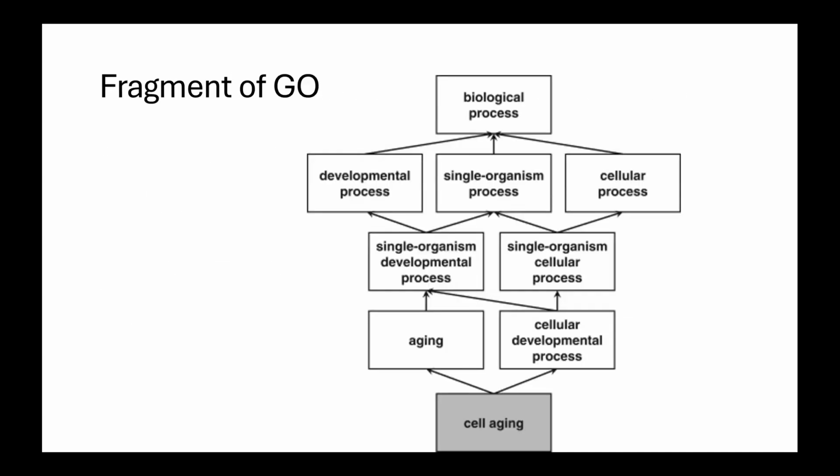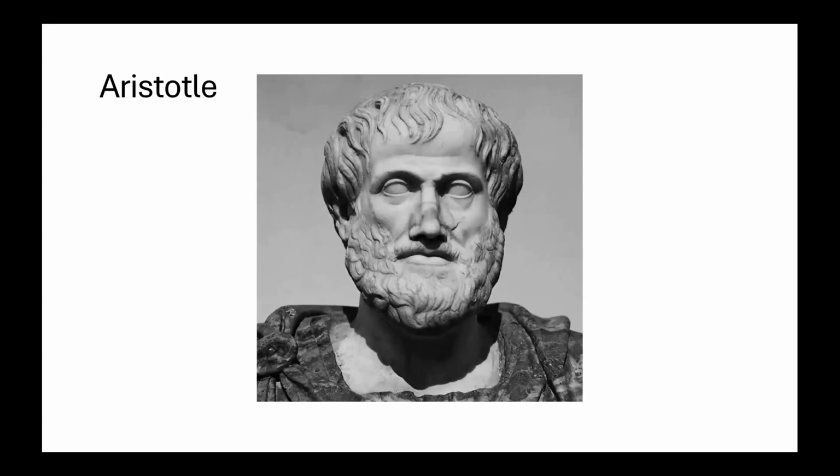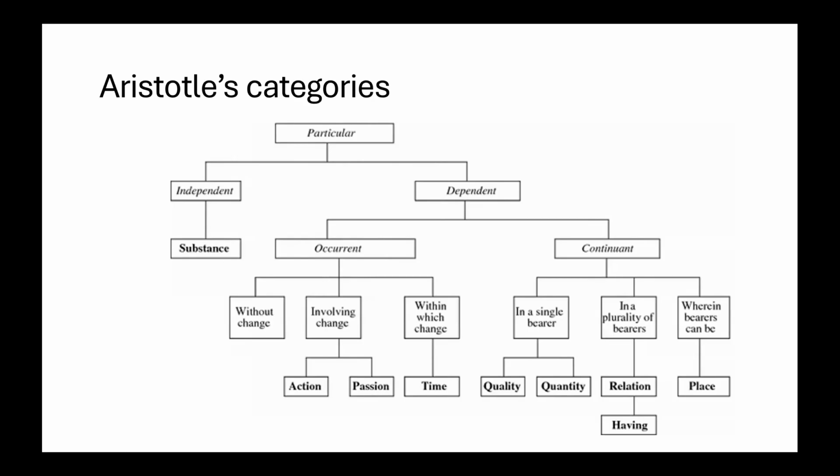This is a tiny fragment of what is now something like 30,000 separate little boxes like this, connected with arrows. This is a part of an ontology. And now I'm a philosopher, and I know something about ontology because it was invented about 2,000 years ago by Aristotle. This is the category system that Aristotle developed.